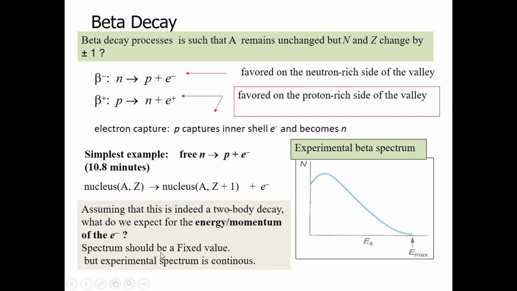So the spectrum should have had a certain small dispersion, what we call the full width at half maximum, in the experiments. But the experimental spectrum shows a continuous variation for all possible energies up to E maximum, and it was not really in the scope of this equation that we could explain it.